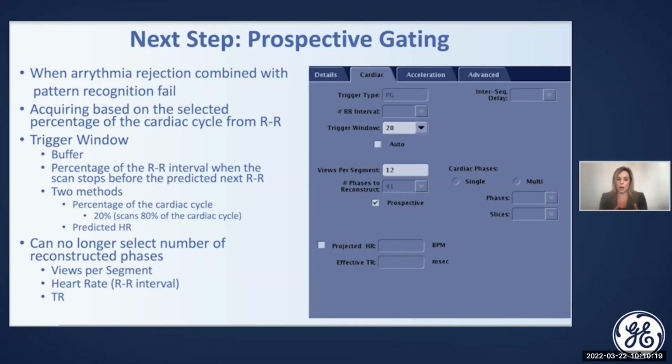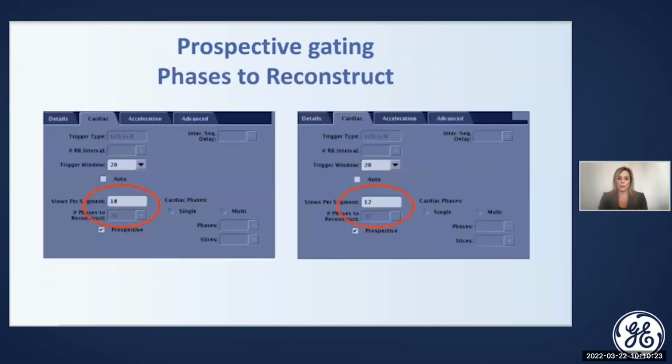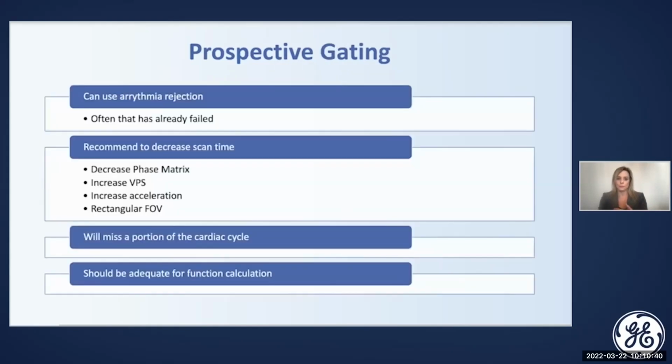That will be based on the patient's heart rate, the TR, and the views per segment. So in this example, when we are scanning 80% of the cardiac cycle, when our views per segment are set to 18, we will reconstruct 25 phases. If we decrease our views per segment to 12, we will then get 37 phases.